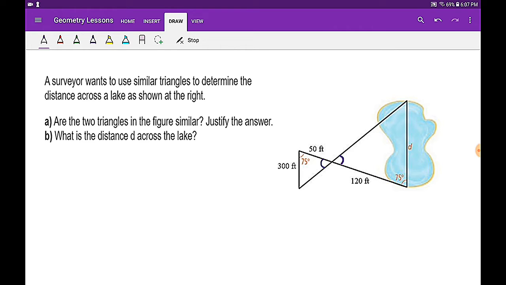Now, already you may be thinking to yourself, well, those two triangles are similar by angle-angle similarity. Again, you're right also. That's enough to justify that the two triangles are similar because they have two pairs of corresponding angles that are congruent.